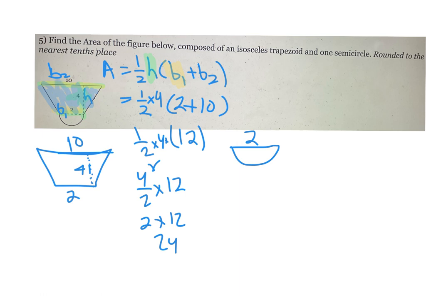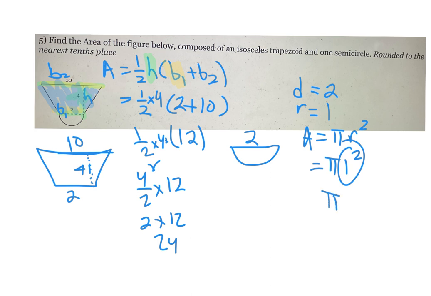Now we're going to find the area of the semicircle. Area is pi times radius squared. They gave us the diameter. The diameter is 2, so the radius is going to be half of that. That's 1. So that's equal to pi times 1 to the power of 2. Well, 1 to the power of 2 just means 1 times 1. So it's just basically pi times 1, which is just pi. But we got to round it to the nearest tenth. And since pi is 3.14 and so on and so forth, we're just going to round it to 3.1.